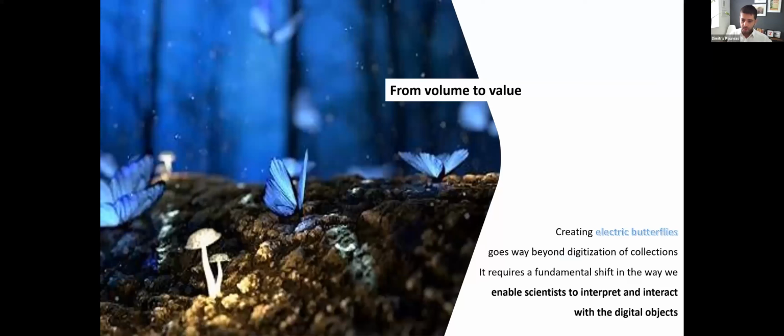So as we move from volume to volume, I think in this process, what I call creating the electric butterflies goes way beyond digitization of our collections. It requires a fundamental shift in the way we enable science to interpret and interact with the digital object. The concept of the FAIR Digital Object, at least for the domain of natural science collections in Europe, has been fundamental in building that data architecture that enables our scientists to perform and accelerate science at the rate and level we want them to.